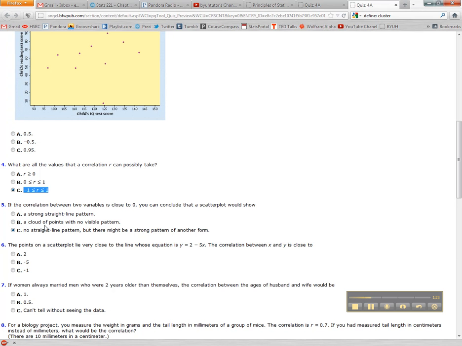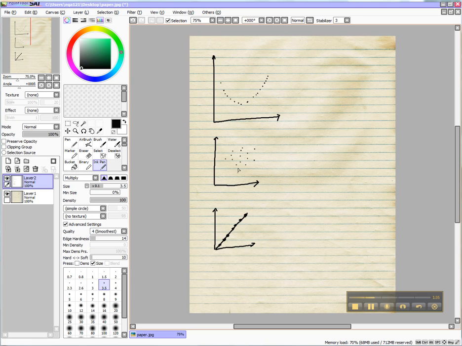You can look at a cloud of points with no visible pattern and say to yourself, well, that's very low correlation. That's got to be close to 0 too. And then C says no straight line pattern, but there might be a strong pattern of another form. Now, letter C talks about this kind of figure, this kind of shape, where there's no straight line pattern, but it could be another pattern of another form. So this right here is parabolic form, right? And then letter B talks about a cloud, so sort of like this.